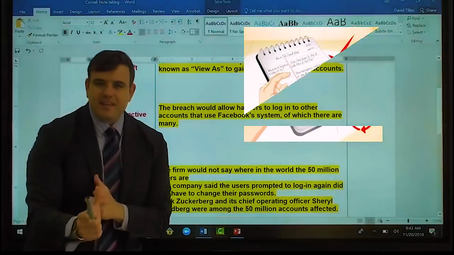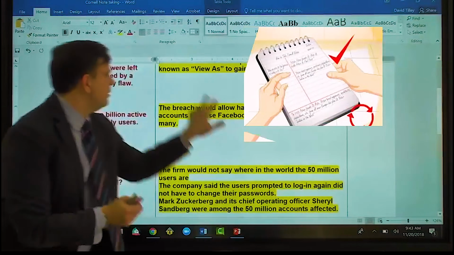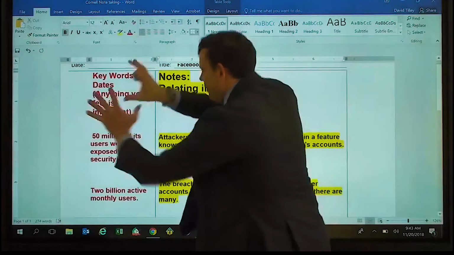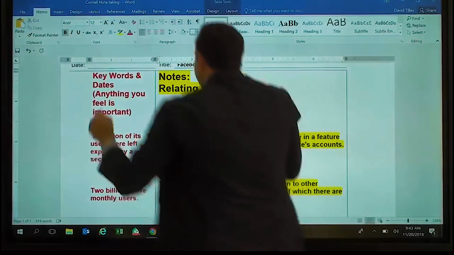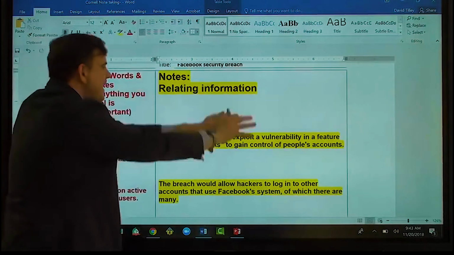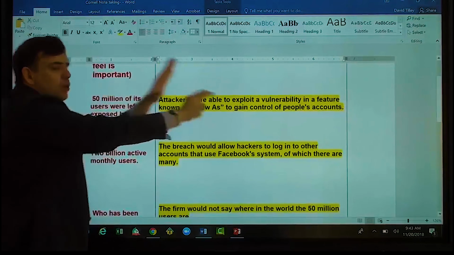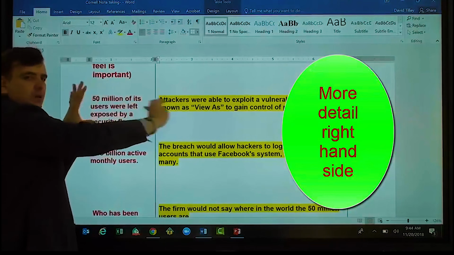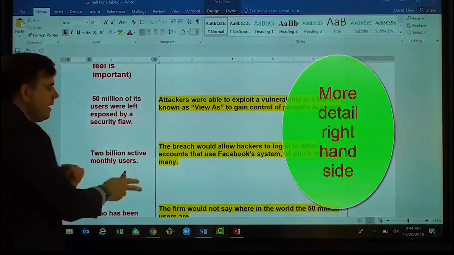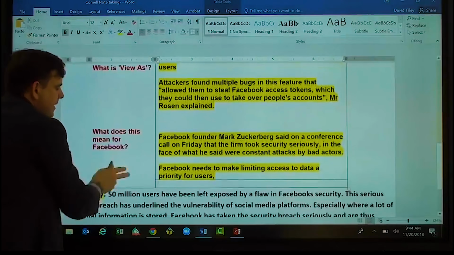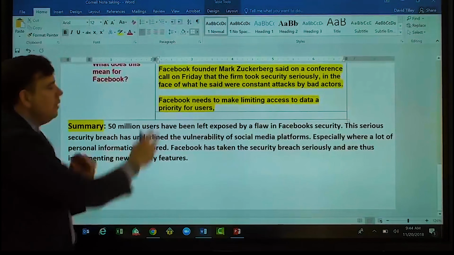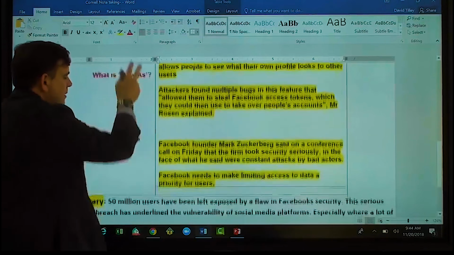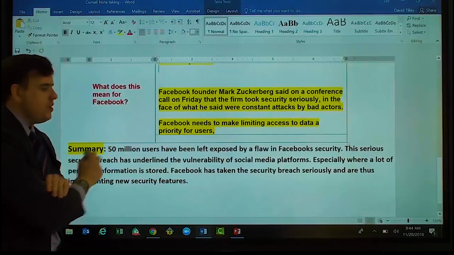Right, quickly, just a quick review. Key things to remember: keywords, key dates, anything you feel is important, left-hand side. Relating information is going to be on the right-hand side. It's going to be the more detailed, relating to what keyword you have put here. And lastly but not least, you're making a summary. You're summarizing what you have written above. You're looking it over again and summarizing the main points at the bottom here.